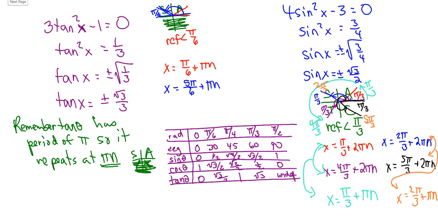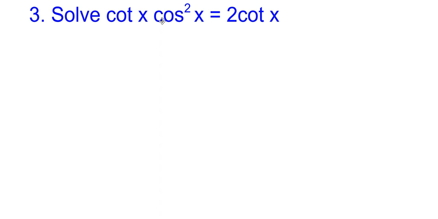So here's our next problem. Hopefully you feel like, oh, that's a little bit more interesting or complicated. And remember, our initial approach is to try to use algebra. So this one is the cotangent of x times the cosine squared of x equals 2 cotangent x. So my algebra part of me says, if I move them all to one side of the equal sign and set it equal to 0, I can factor things. And I think there's going to be a common factor of cotangent.